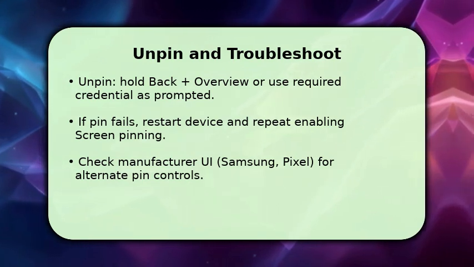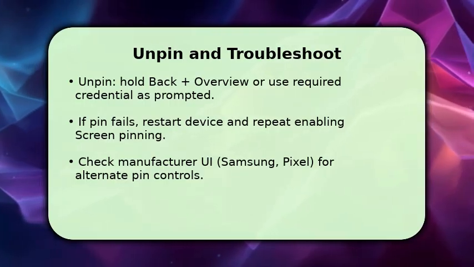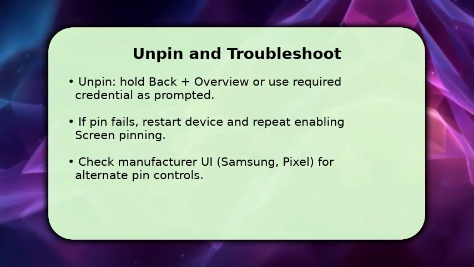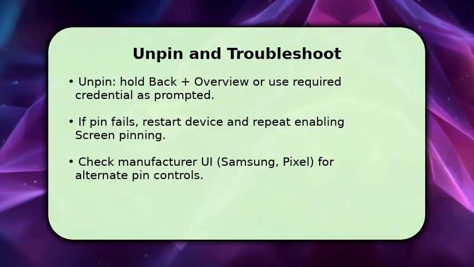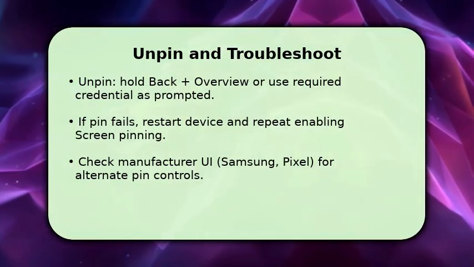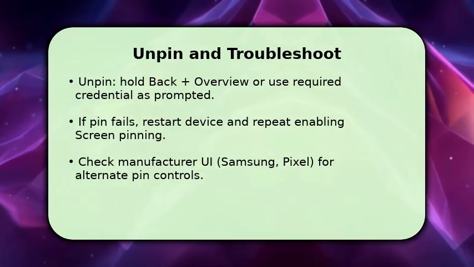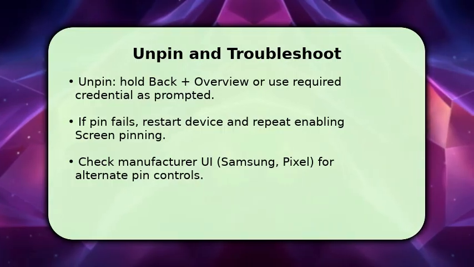If nothing happens, reboot the phone and retry enabling screen pinning in Settings because some overlays or accessibility apps can block pinning. Make sure no screen recorder or launcher override is active. Once disabled, pinning will work. If you still can't pin, check your phone maker's UI. Samsung or Pixel may label the feature differently or remove interfering apps, then repeat the pin process.